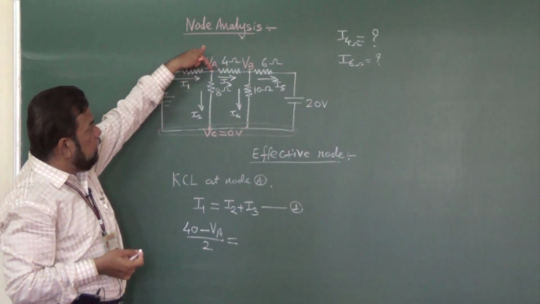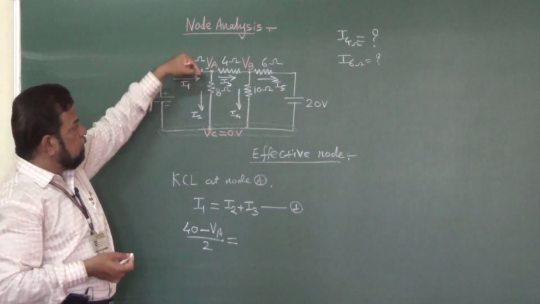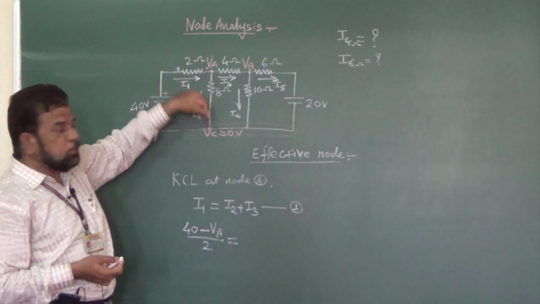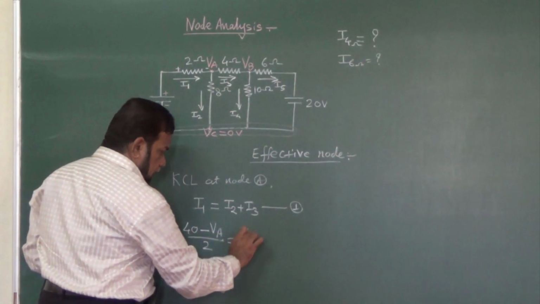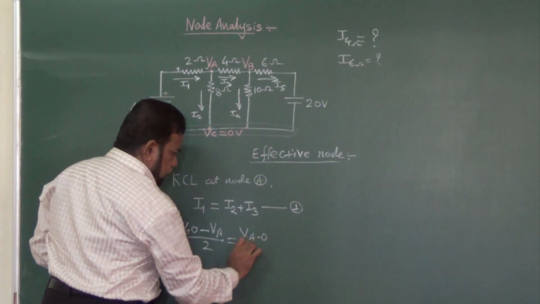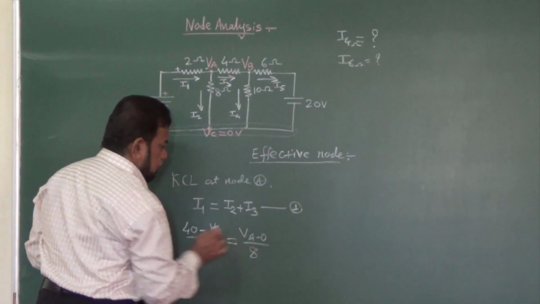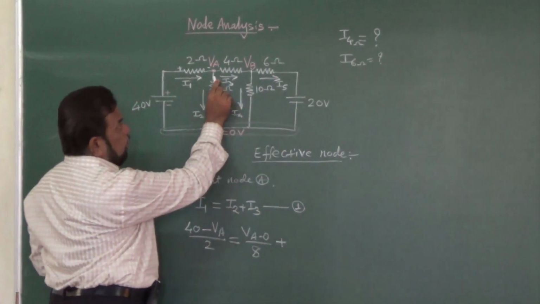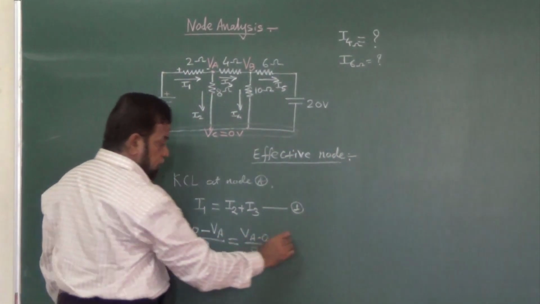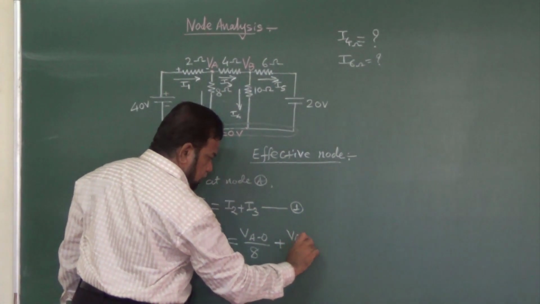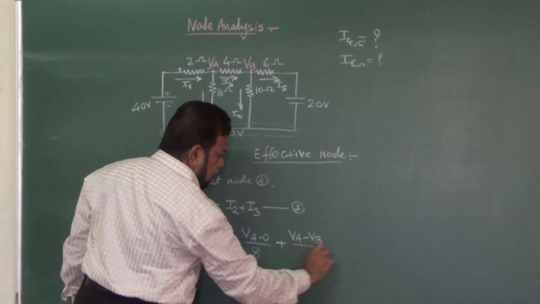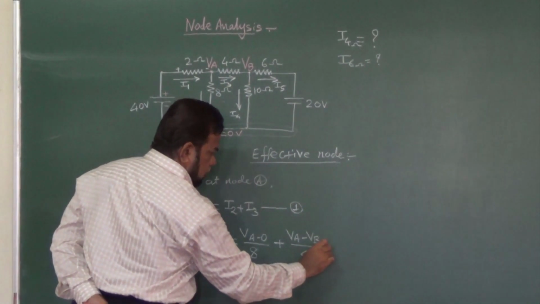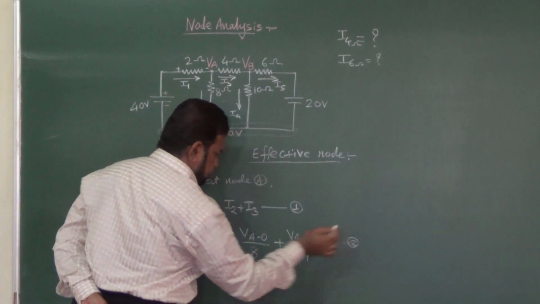Now what is I2 then? I2 is flowing downward. That means this VA potential is greater than 0. Since the current is flowing down, it is VA minus 0 divided by 8, that is the resistance. That is I2, plus. Now I3 current is flowing from left to right again. That means here we have assumed VA potential greater than VB. So it is VA minus VB by 4. So let this be equation number 2.